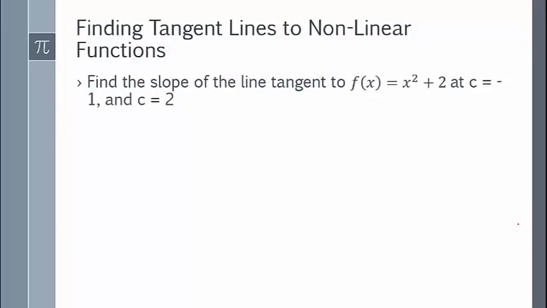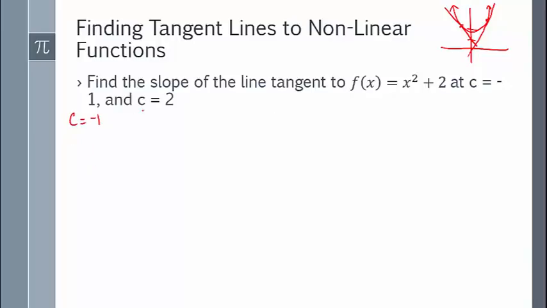So I want to get the slope of the line tangent to f of x equals x squared plus 2, a nice parabola, at c equals negative 1 and c equals 2. You don't have to draw it, but if you're a visual kind of gal, there's your graph. I want the slope here at negative 1, so I want the slope of that line. And then 2 is about here. I want the slope of that second line. So we can use this definition. We'll do it for 2 separate problems. So let's try it for negative 1.